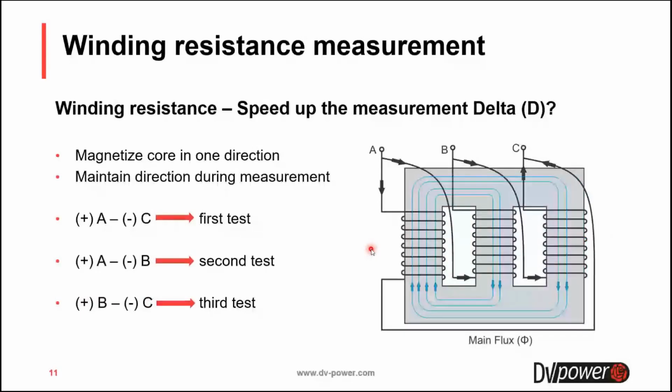In this slide, we can see what measurement we will perform on the delta winding. It's the same logic. We need to magnetize the core in one direction and maintain that direction during the measurements. If we first test AC, the second will be best to test AB, and the third test will be from B to C.